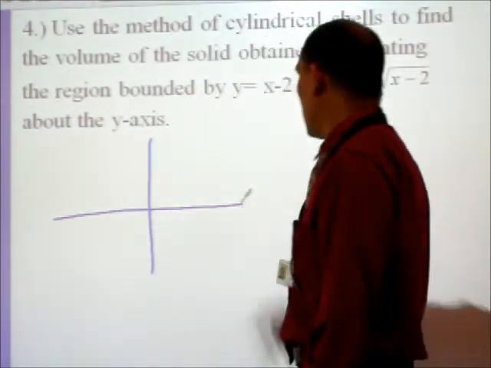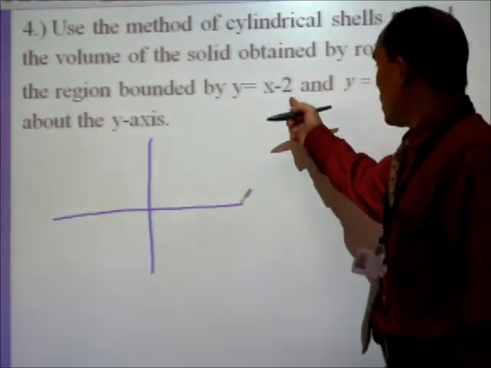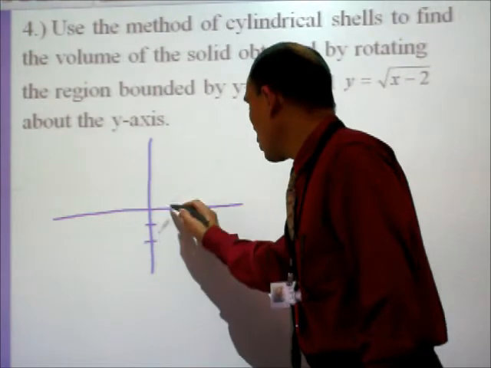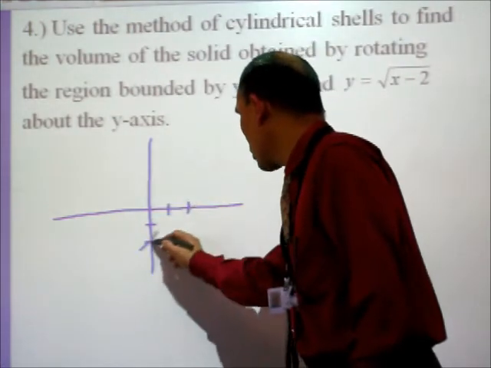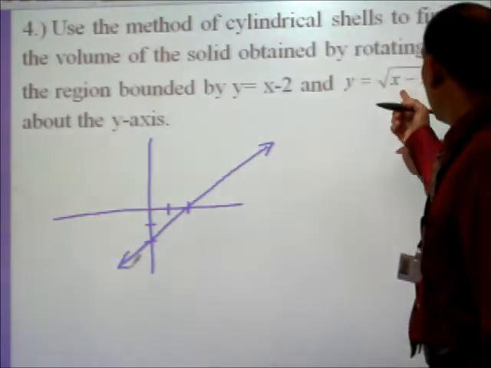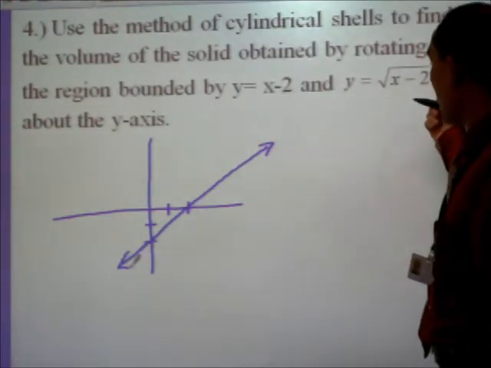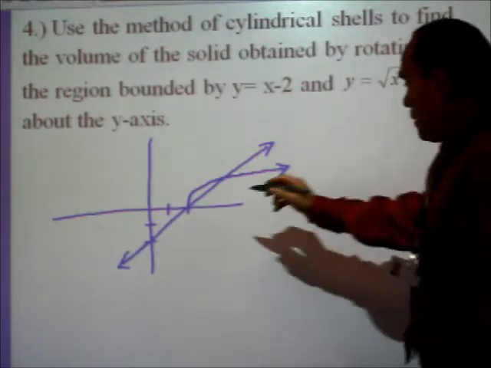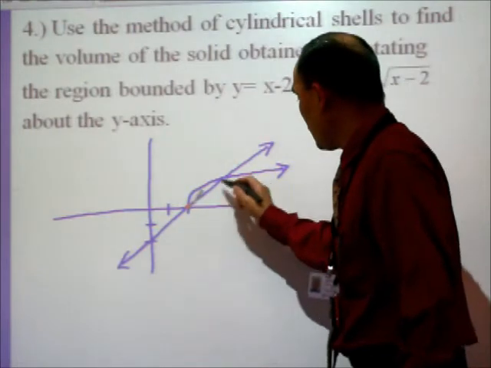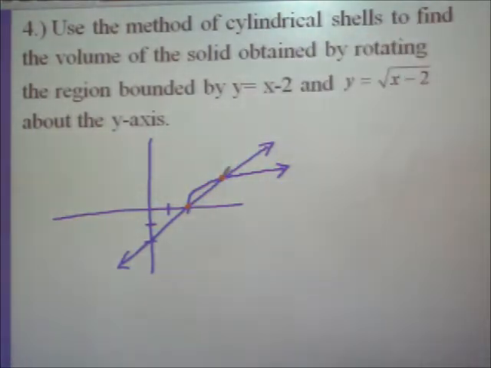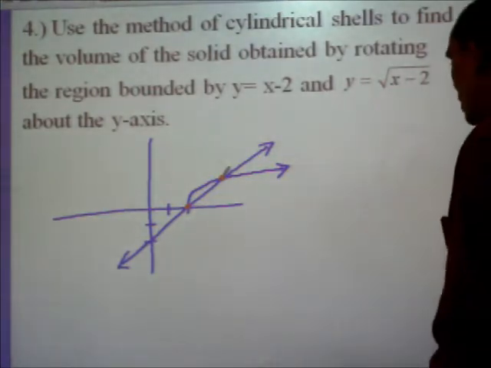Okay, this one here is a line with slope 1 and y-intercept -2. The graph looks like this, a straight line. And the other one is square root of x minus 2. What we are going to do is find the points of intersection here, because that will help us later on for our limits of integration.